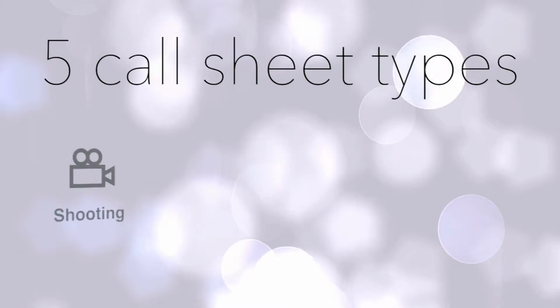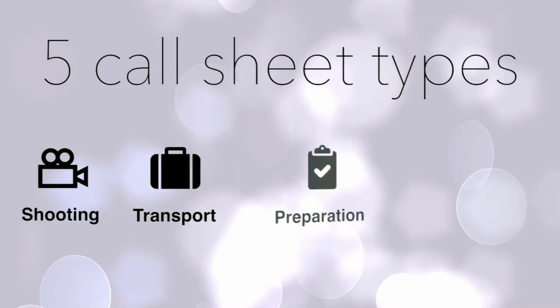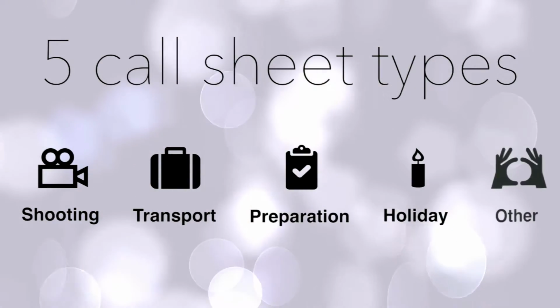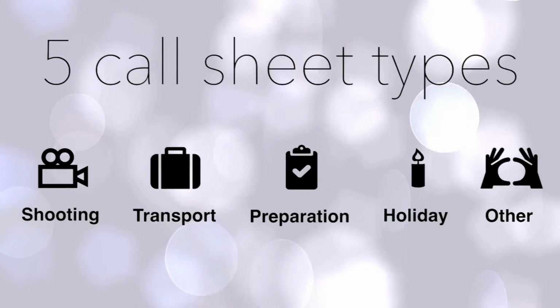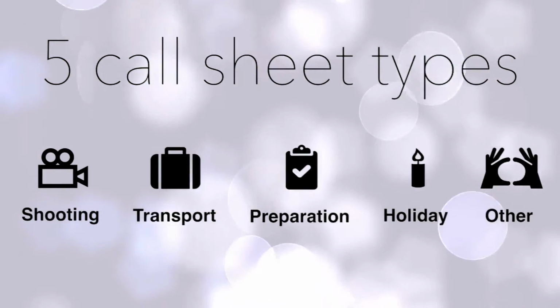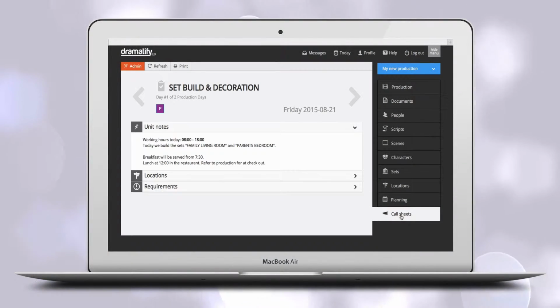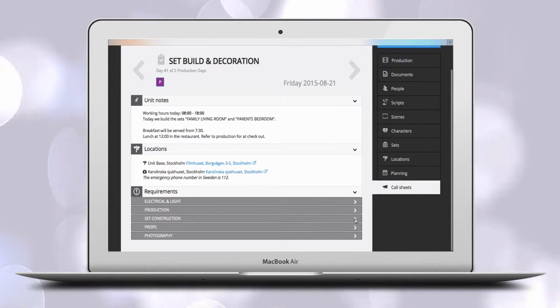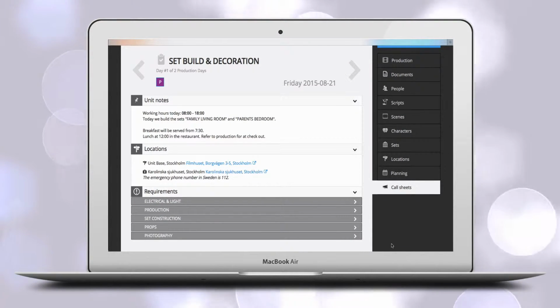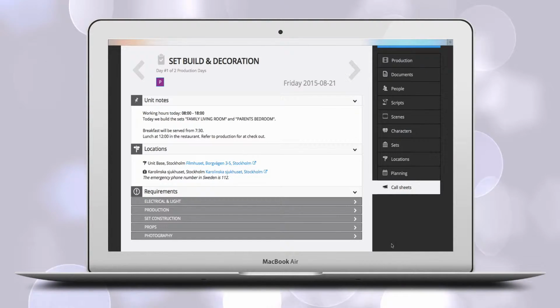Dramatify offers 5 types of call sheets. First, the ones you are familiar with, traditional call sheets for shooting days. We also offer simplified call sheets for other types of days: preparation, transport, holiday, and other. With the simplified call sheets, you can let your team know when and where to be, including unit notes and department requirements for a travel day, a day prepping for the shoot, or a local holiday.